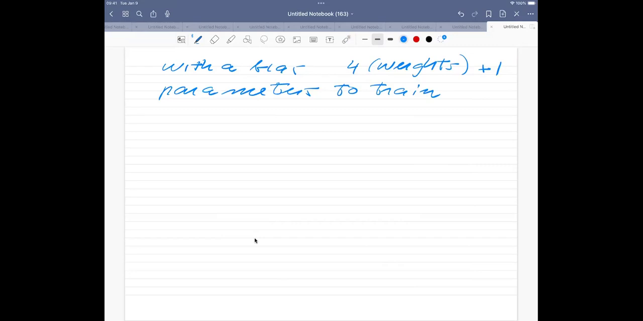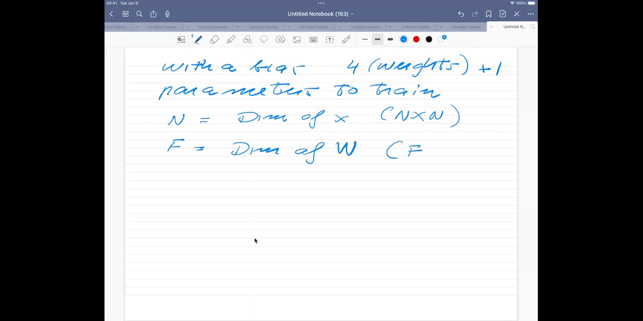So if you now want to look at this in a broader picture, suppose that N is the dimension of the columns of X. So we're assuming that X is an N times N matrix, which is pretty common for an image. You have 200 times 200 pixels. So often for imaging, these images are given by square matrices. And then what I'm going to call F is the dimensionality of the matrix W. So the matrix W is an F times F matrix, F for filter.